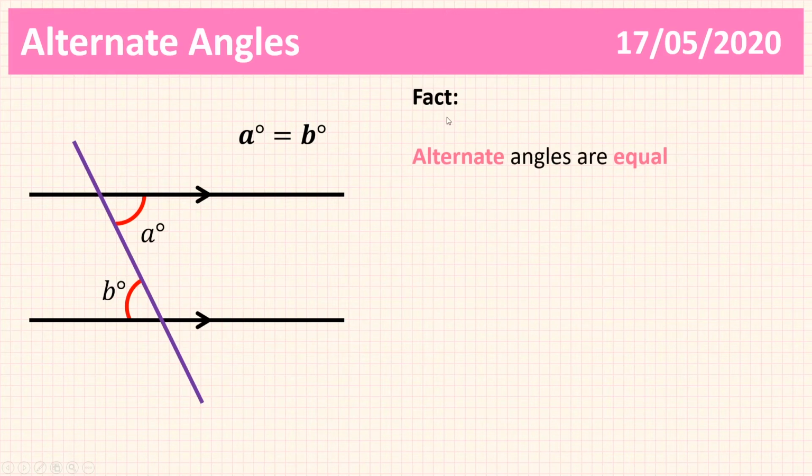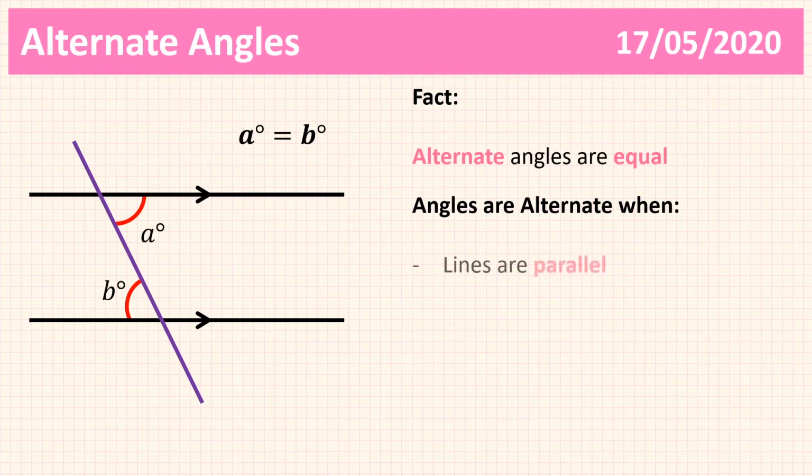Now here's a new keyword that you haven't seen before, the word alternate. What makes an angle alternate? Well, angles are alternate when they have the following characteristics. They need to have all three of these characteristics. Characteristic one is that the lines are parallel. I can see my two black lines are parallel, and that's denoted by this arrow.